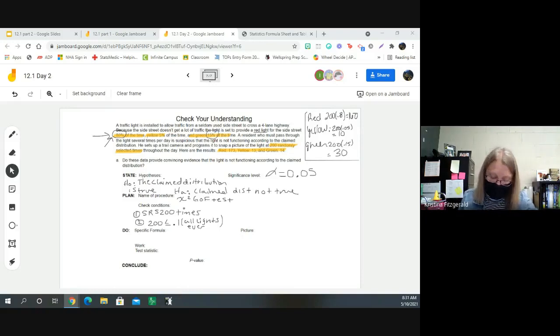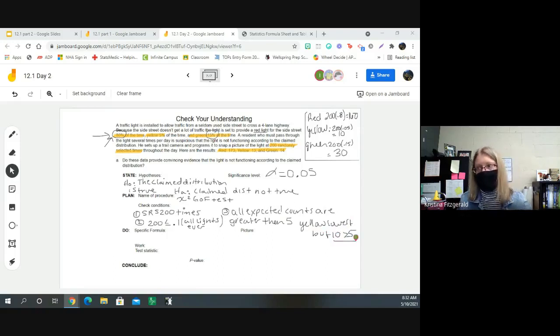So all we want to do for our last condition is just make sure that everything we expect is greater than 5. So we just want to state that all expected counts are greater than 5. And so we would specifically want to list the lowest one. So like yellow is the lowest, but 10 is still greater than 5, so we're good.